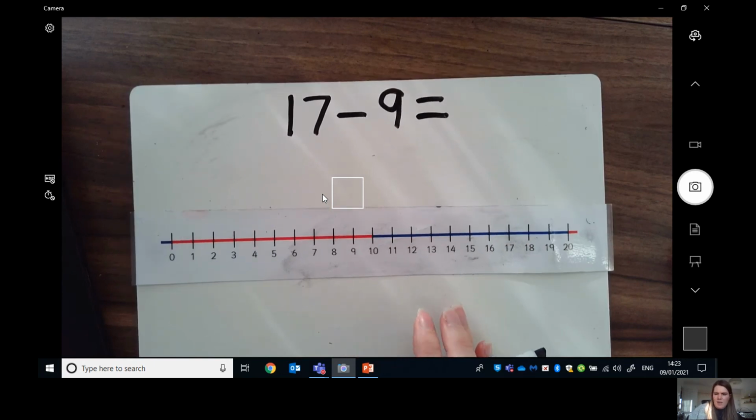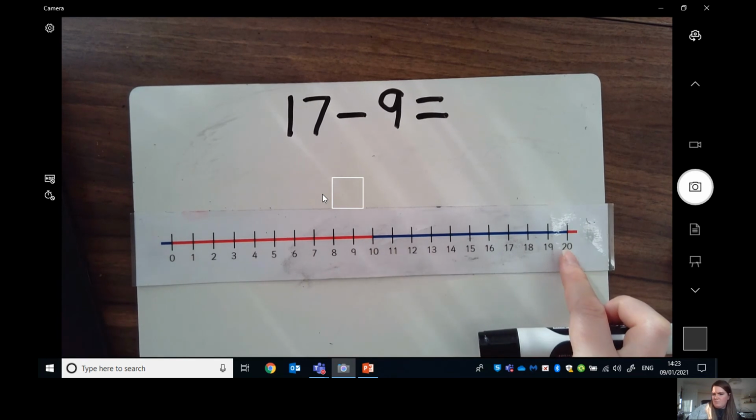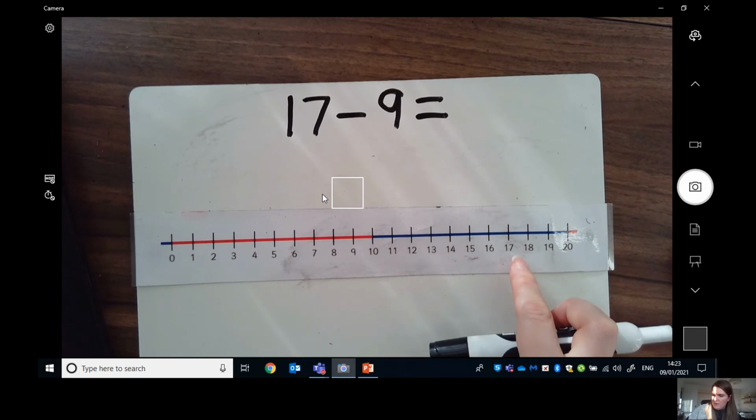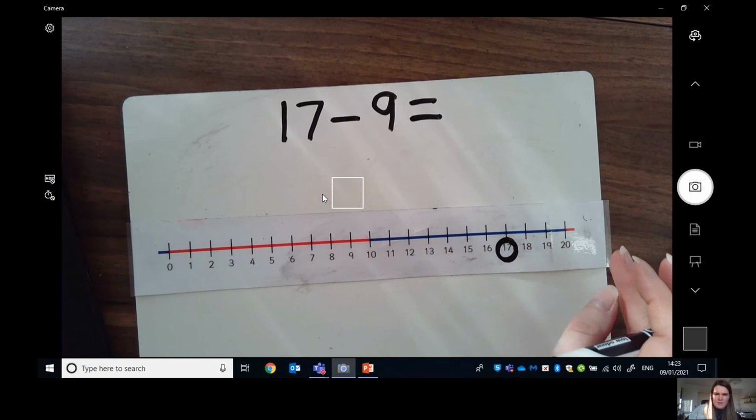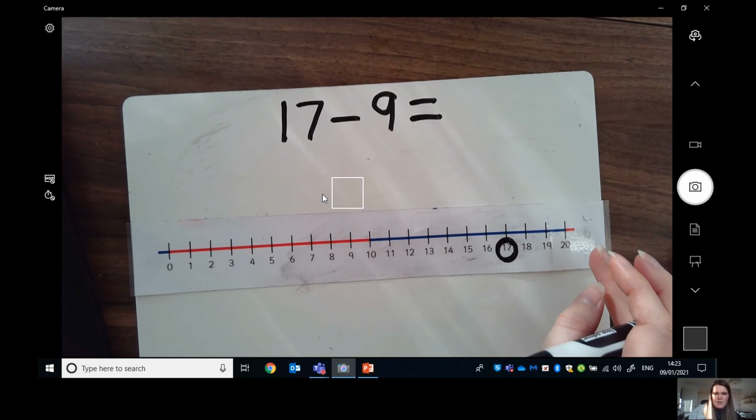number 17. Is the number 17 closer to 0 or 20? It's closer to 20. Well done. Let's see if we can find it. Here it is, number 17. Okay, I've written the numbers. I've circled the number 17. Now what do I need to do?